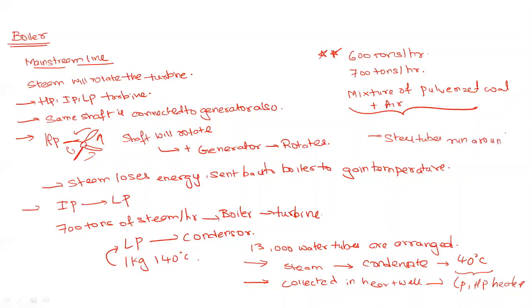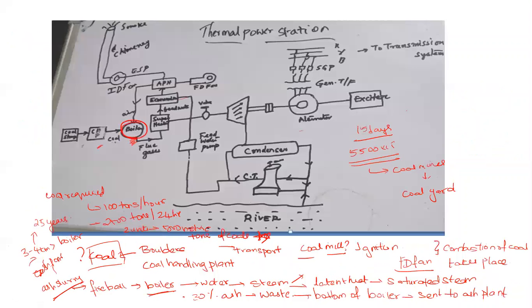The flue gases from the boiler make their way through the superheater, economizer, air preheater, and finally get exhausted into the atmosphere from the chimney.